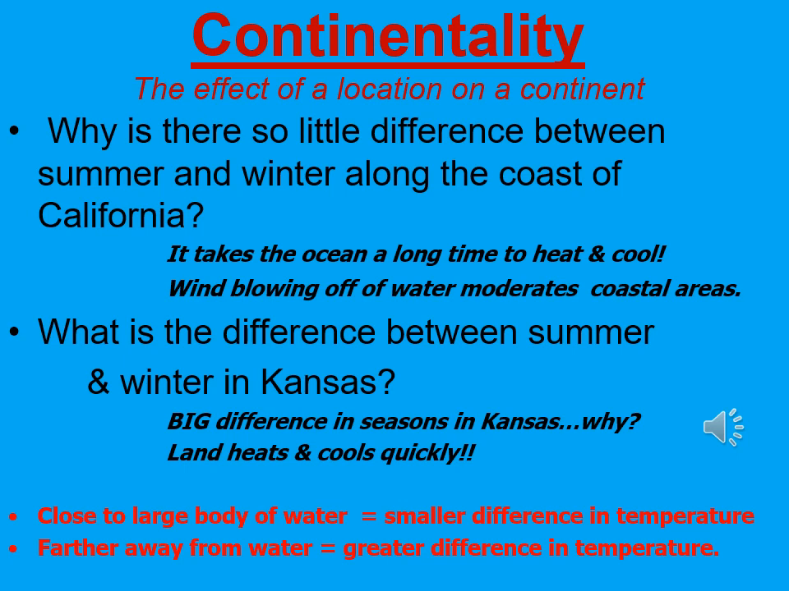So what happens is this. Remember, close to a large body of water equals smaller difference in temperature. Farther away from water, greater difference in temperature. Water does not heat or cool down quickly. I mean, you can probably see this if you boil water: it takes a long time for it to heat up. And if you run a hot bath, it takes a long time for the water to cool off. But land isn't like that. Land releases heat very quickly, because of the vegetation. The vegetation tends to release heat faster than water does.